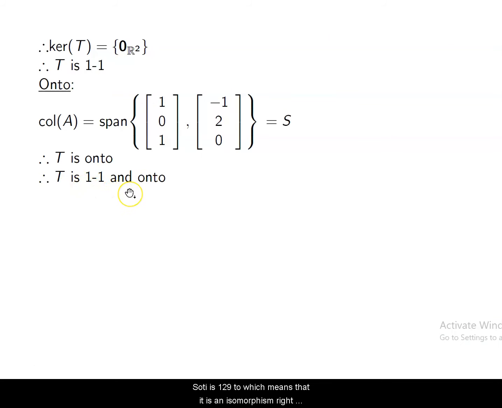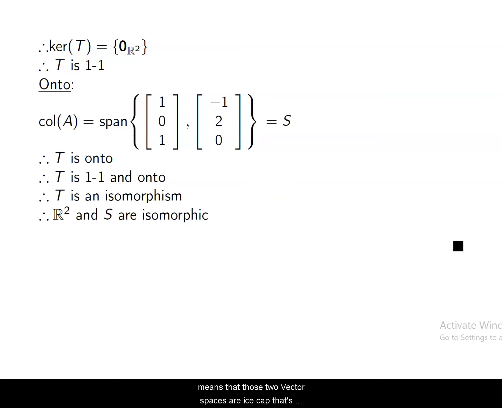So T is one-to-one and onto, which means that it is an isomorphism, right? And since it's an isomorphism between two vector spaces, it means that those two vector spaces are isomorphic. Okay, so it's a pretty straightforward method of trying to show that this is an isomorphism through the definition. Okay, so let's move on to a theorem.